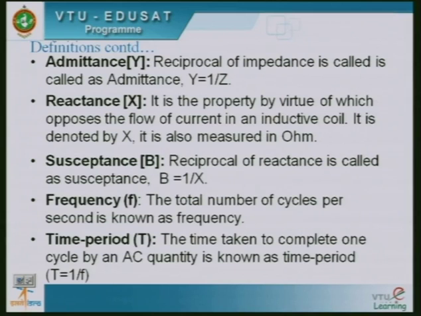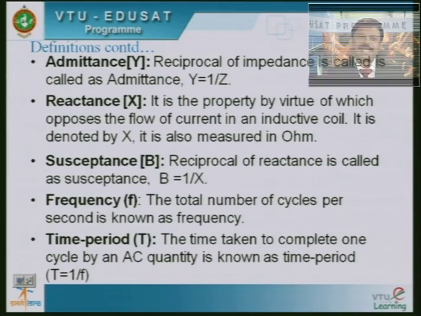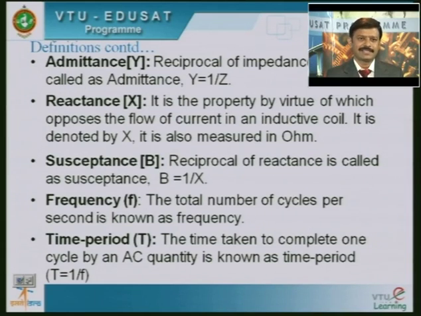Coming to reactance. Reactance is the property by virtue of which opposes the flow of current in an inductive coil. It is denoted by X. It is also measured in ohms. In an inductor, inductive reactance occurs. In a capacitor, capacitive reactance occurs.